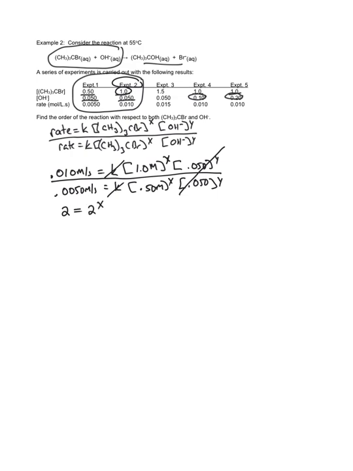So what must x be, that 2 to what power gives me 2? Which would be very easy to identify. x equals 1. And therefore, CH3CBr is first order as a chemical reactant, because by doubling its concentration, the rate of the reaction has doubled. Okay, and therefore it's first order.